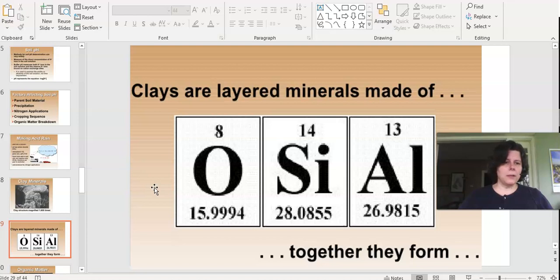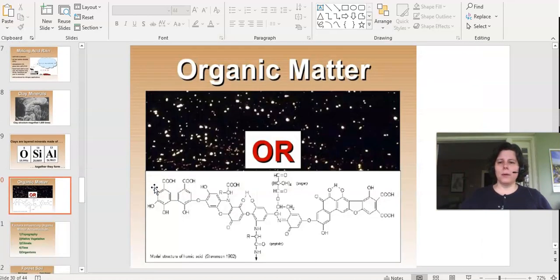when we grout in wells, remember that? That's a clay that we use. We use clay for making pots. We use clay for a lot of things. So clay is really important.